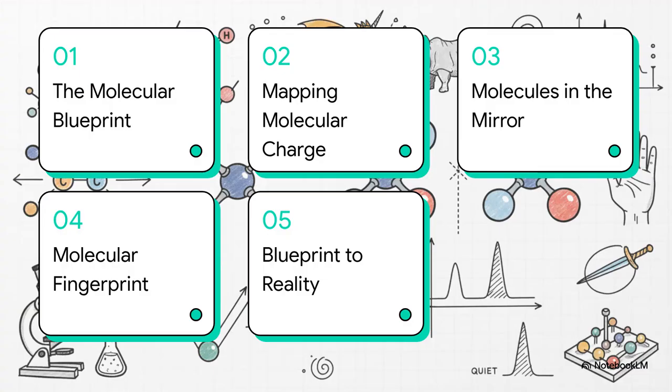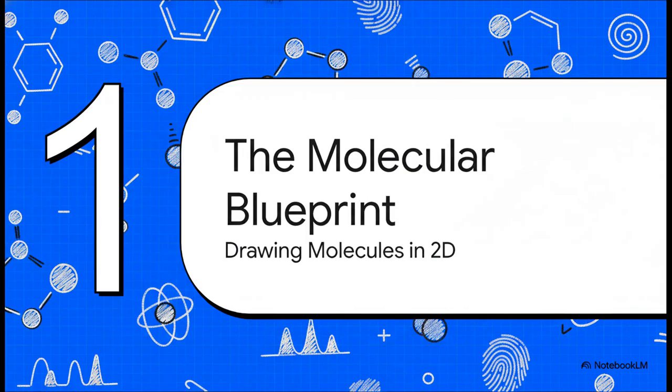So here's our game plan. We're going to start with a simple 2D blueprint. Then we'll map its electrical charge to see where the real action is happening. After that, things get really cool. We're going to build it in 3D and discover that molecules can have mirror images, just like our hands. And finally, we'll check our work with a real-world technique that gives us a molecular fingerprint, bringing our blueprint into reality.